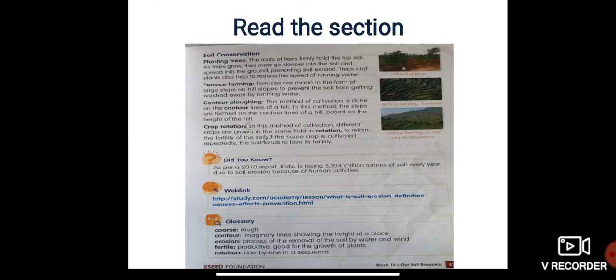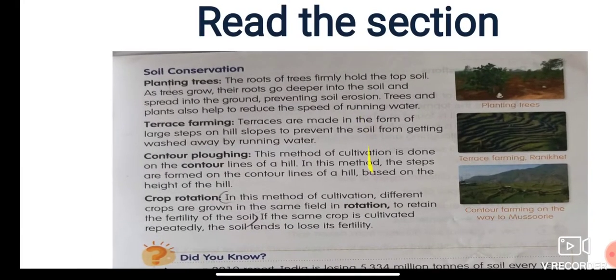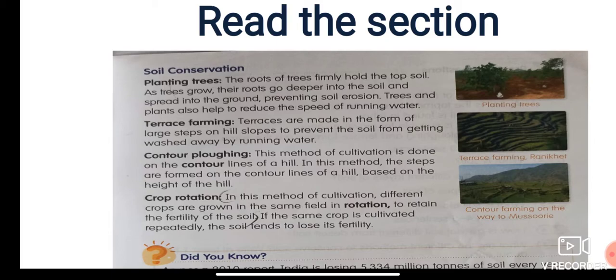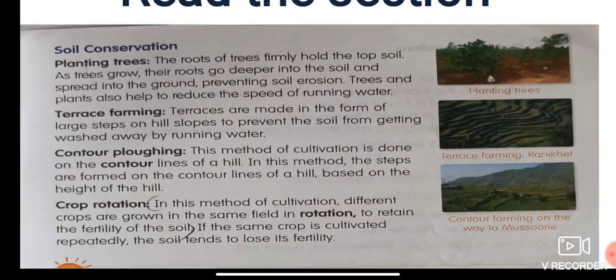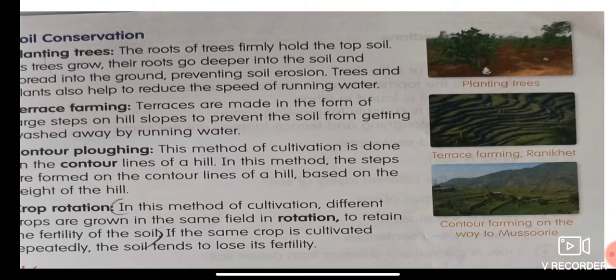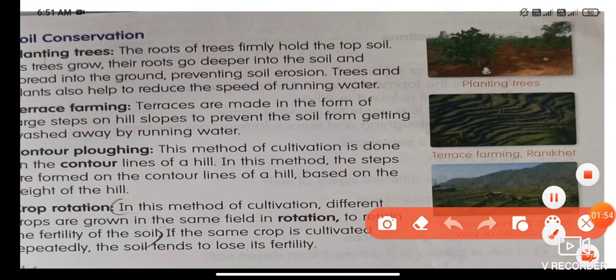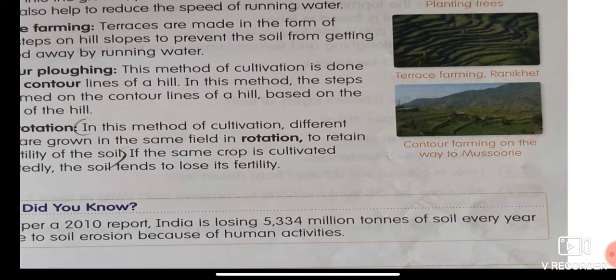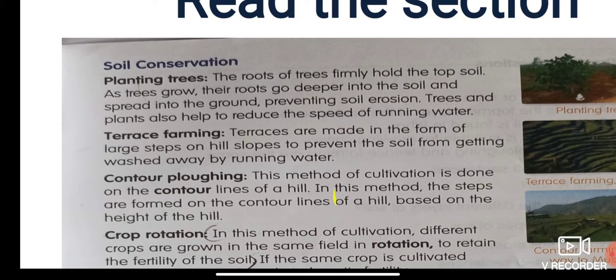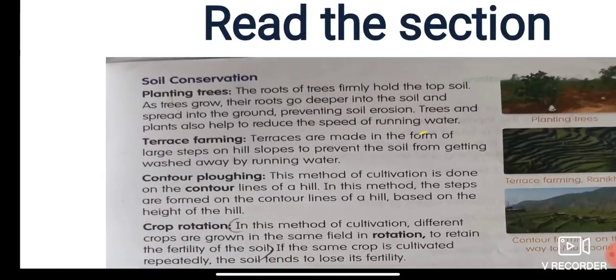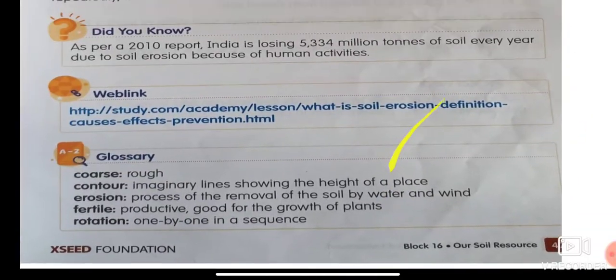I want all of you to read the section on soil conservation. These are how soil conservation takes place. Figure 1 is planting trees, figure 2 is terrace farming, and the last one is contour farming. Now I'll read for you. You can even go through it in your textbook, on page number 47.